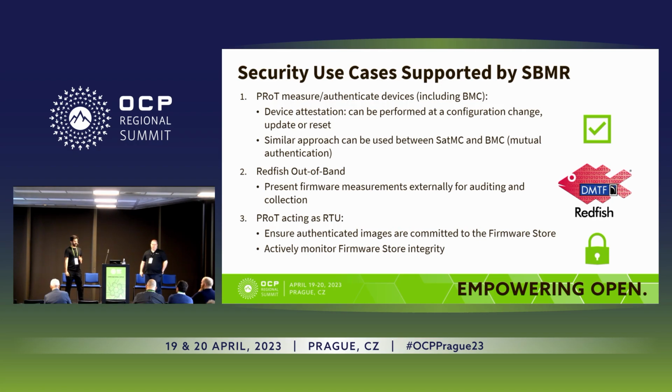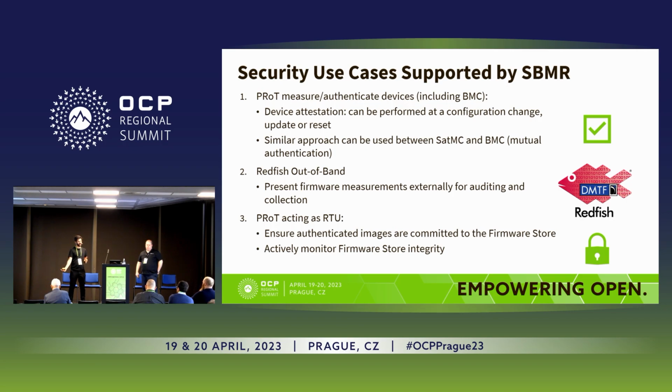The last use case that SBMR is looking into, and the one that we've called out earlier, is how the platform root of trust manages and protects the firmware store. An important aspect of the platform root of trust is that it can act as your root of trust for update. Whenever you have a firmware update, whether in-band or out-of-band, the platform root of trust, if it has control of the firmware store, can ensure that any image is authenticated before you perform any erase of the flash and trash any of the images contained within.